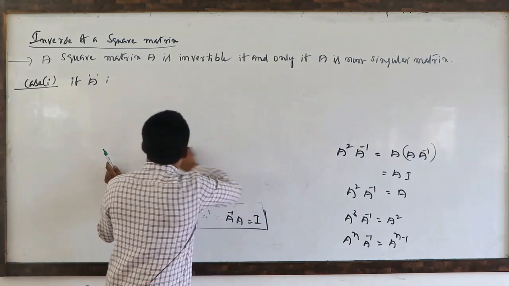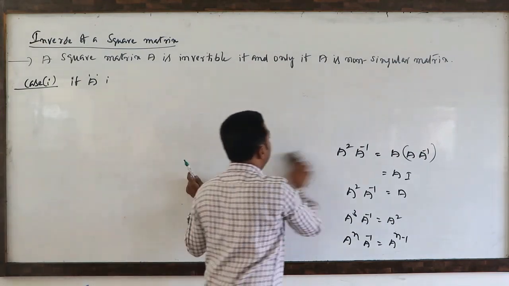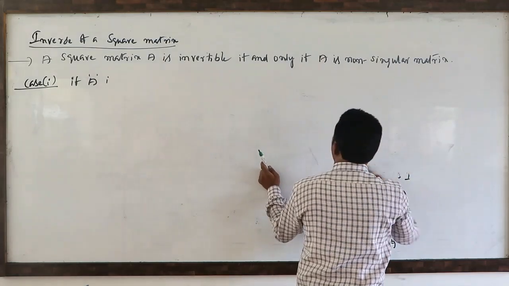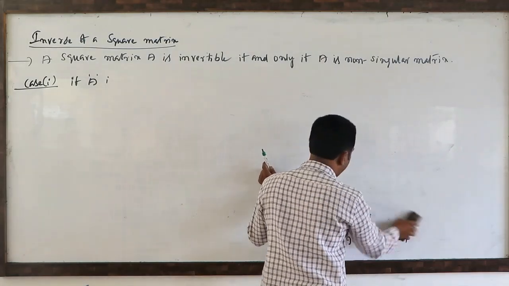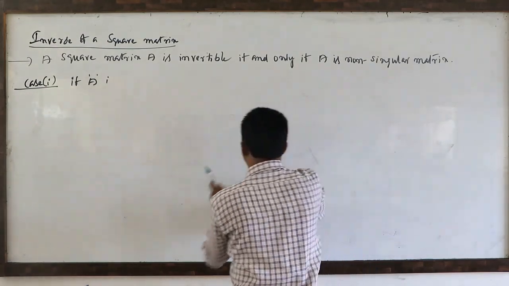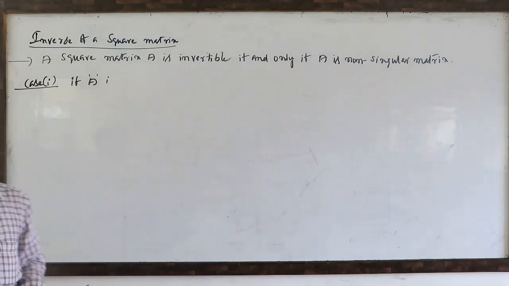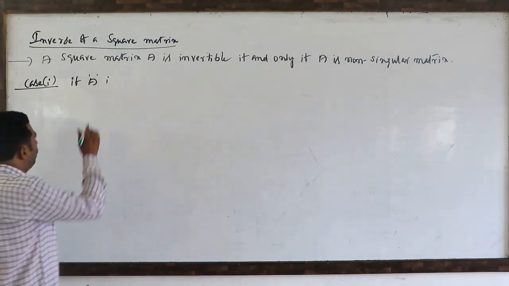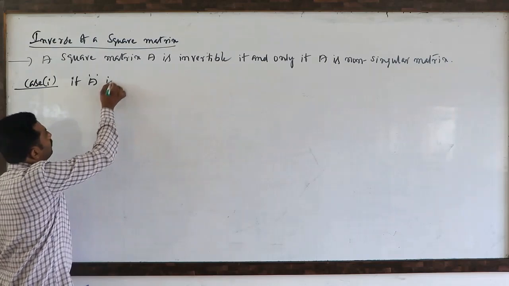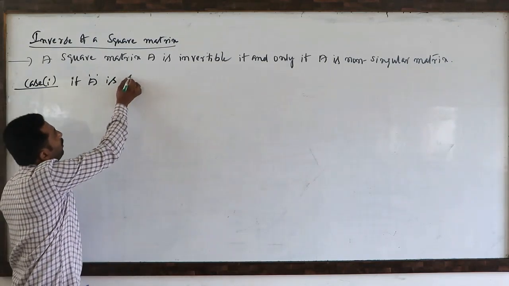A square matrix A is invertible if and only if A is a non-singular matrix. Non-singular matrix means the determinant of A is not equal to 0. We have to prove this. I am taking two cases. Case 1: A is an invertible matrix.